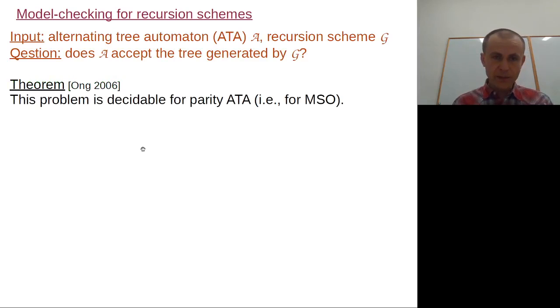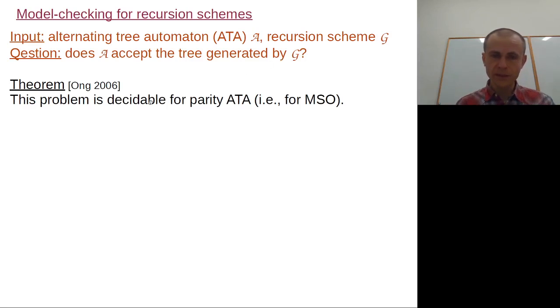The basic problem is shown here. We are given a recursion scheme G that generates some infinite tree, and we are given an automaton that reads such a tree and says yes or no, either accepts this tree or not, and we want to answer whether the tree generated by G will be accepted.